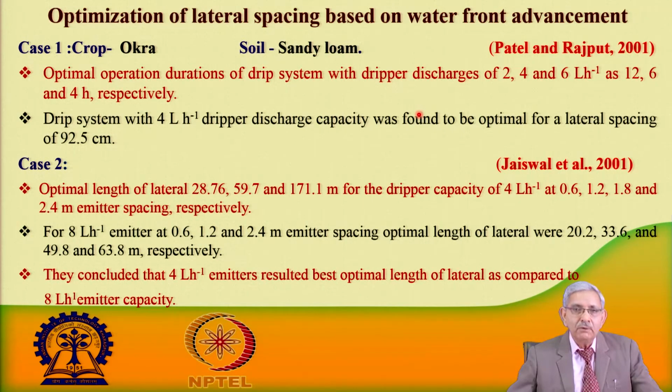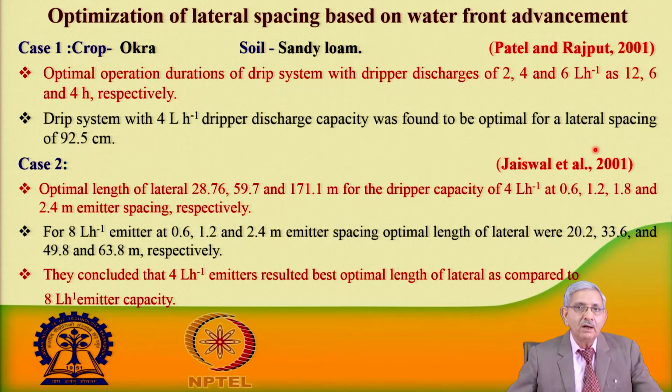The volume of water was kept the same, but the time of operation was different. From the study, they found that the 4 liter per hour dripper gives the optimal length of the lateral as well as the optimal lateral spacing of 92.5 centimeter, but for okra crop. So, okra crop may need very close spacing of the laterals, which can be decided depending on the discharge.